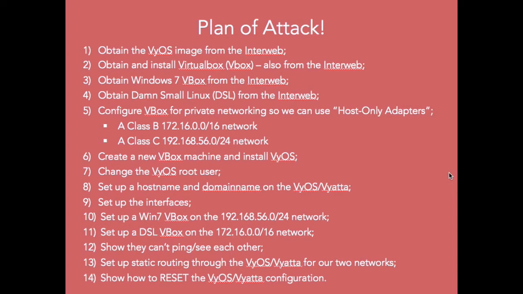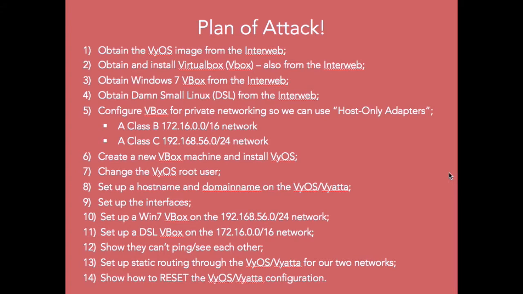It would be exactly the same as doing this on Softlayer. So we're going to change the root user, set up a host name, and set up a domain name. We're then going to set up the interfaces. Then we're going to go back and boot our Windows 7 VirtualBox and our Damn Small Linux VirtualBox. Each of those will be on a different network. One of them will be on the 192.168 that we set up, and one will be on the 172.16.